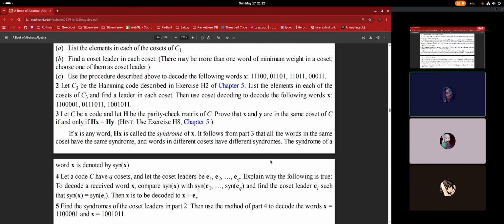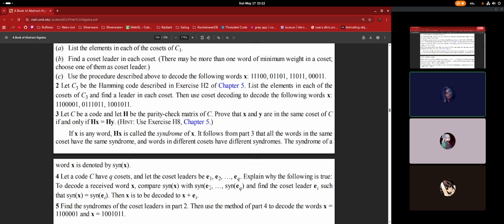Yeah. Explain why the following is true. To decode the received word X, compare the syndromes with the syndrome of V1 and find the coset leader EI such that this is equal to that, then X must be decoded using that. There's definitely an error of syntax in here that matters for understanding what this means. Yeah, it's probably missing a parenthesis before the comma. That's what I think. So yes.